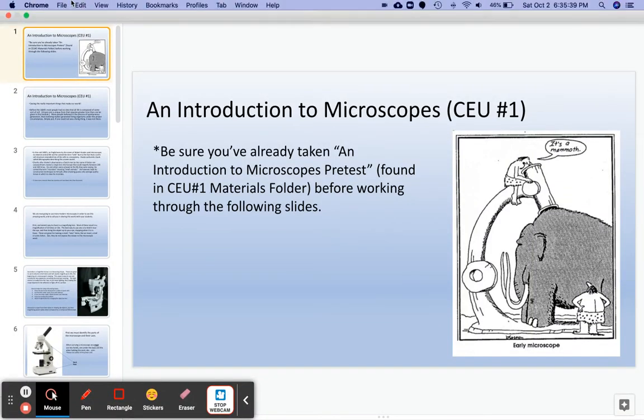An Introduction to Microscopes, the CEU number 1. Be sure you've already taken an Introduction to Microscopes pretest found in the CEU number 1 materials folder before working through the following slides.